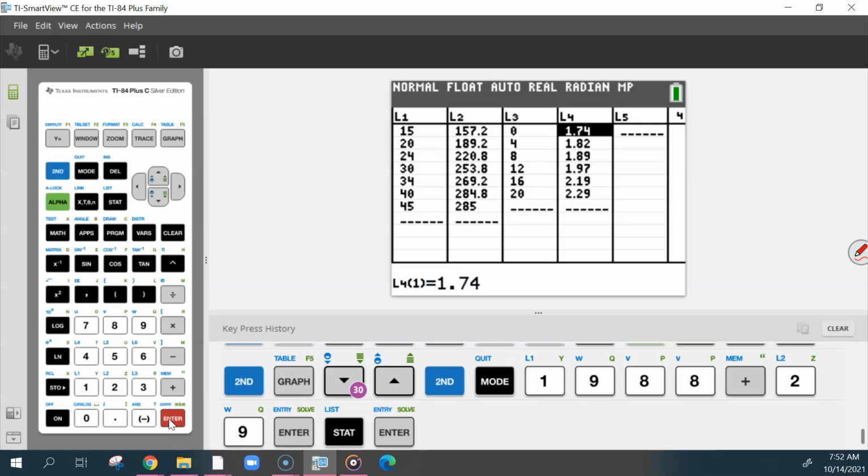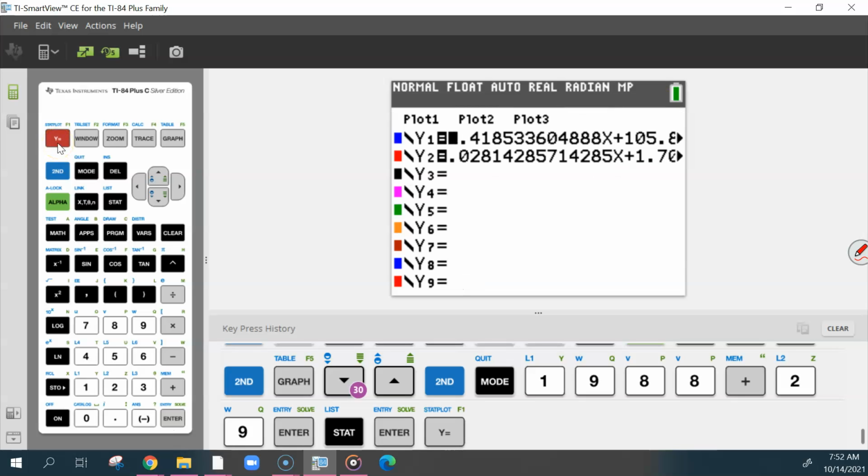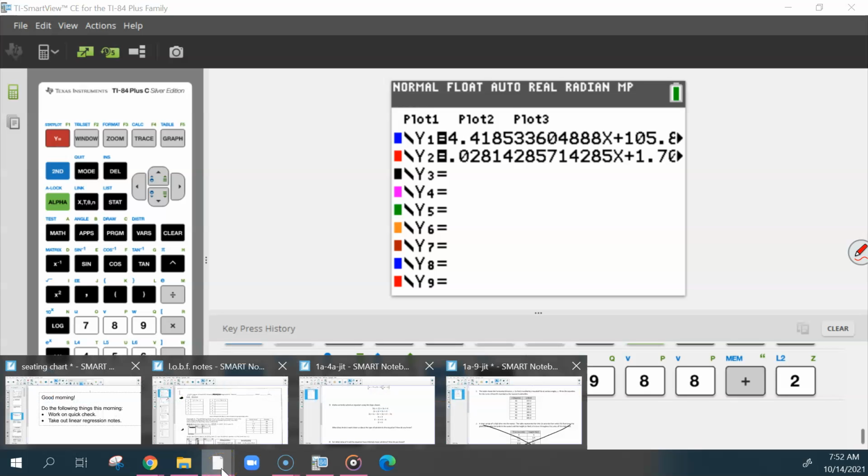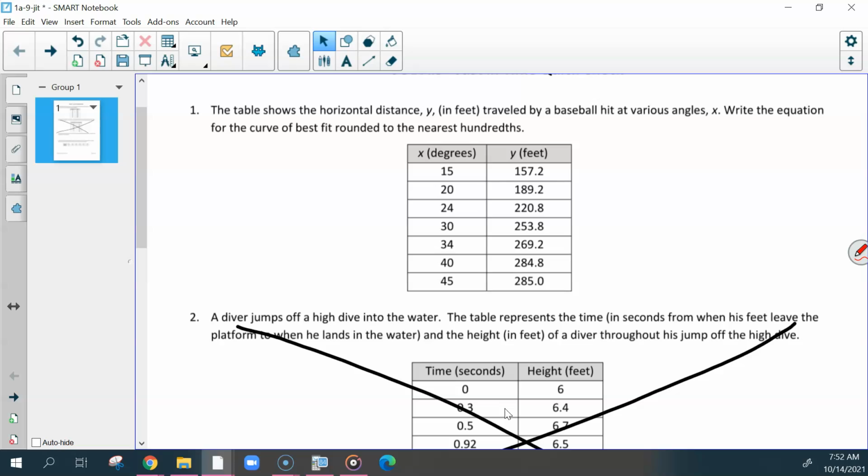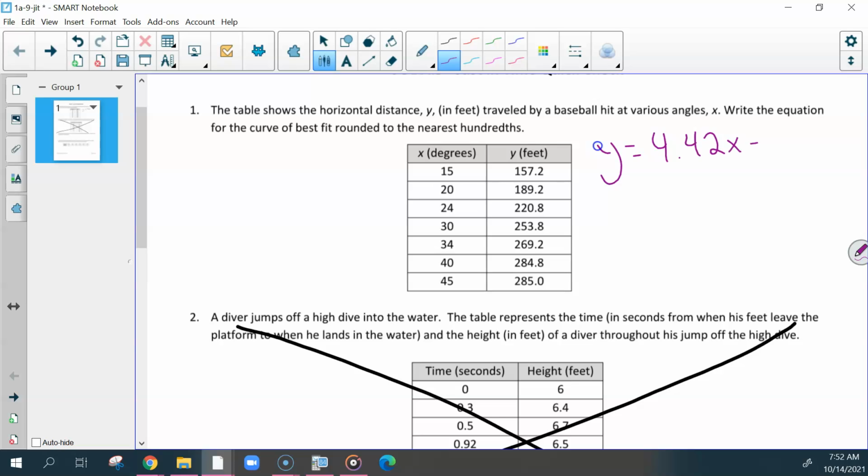So all of your stuff from the first question should be in L1, L2. You go to stat edit or stat calc, find that equation, and it was a bunch of decimals, but it told you to round to the nearest hundredth, so 2 decimal places. So your equation for that first one should have been y equals 4.42 x plus 105.85, if you're rounding.